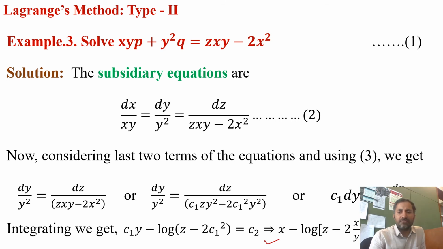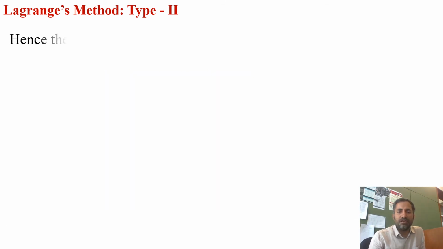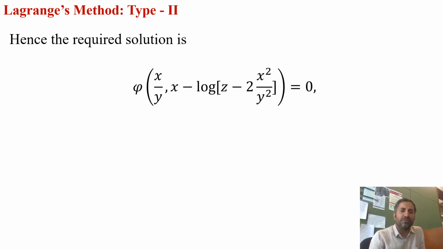So by obtaining this first and second solution, our final solution, the required solution for the given question is what? This is u, and this you can write as v. So phi of u, v is equal to 0, that we obtained.